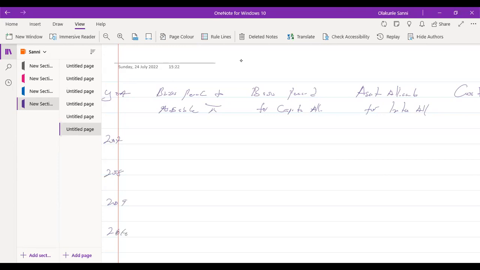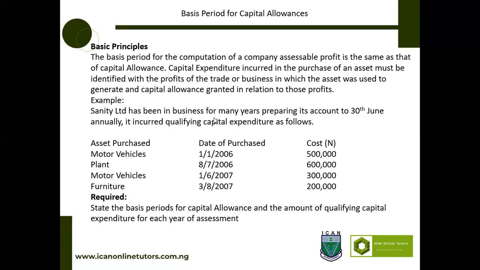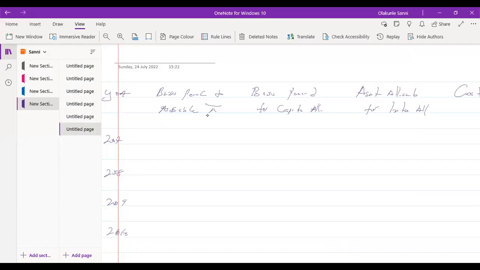Hello, class, are you with me at all? The company ends its account every 30th June annually. If this company ends its account on 30th June, what is the preceding year for 2007? 2006. When is this company ending its account? 30th June. The account would have started when? 1/7/2005. Am I correct, class? For a preceding year company already in existence.